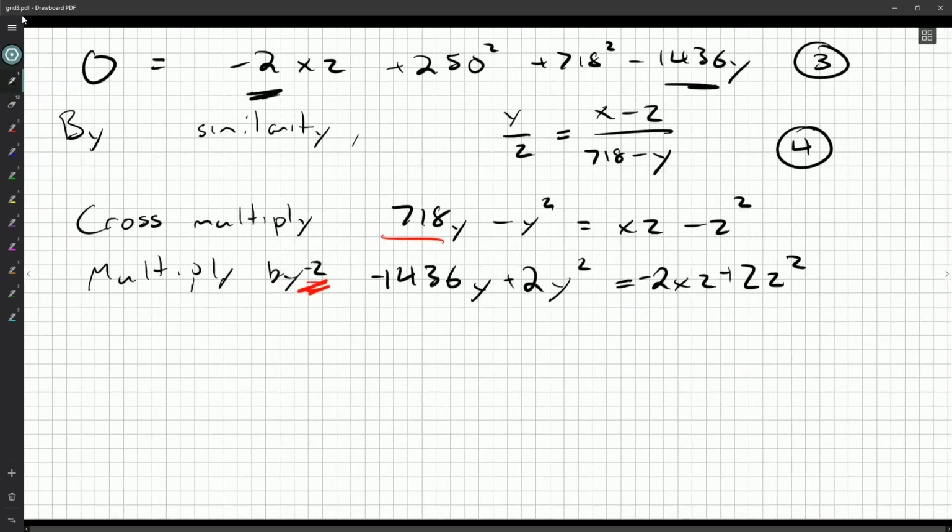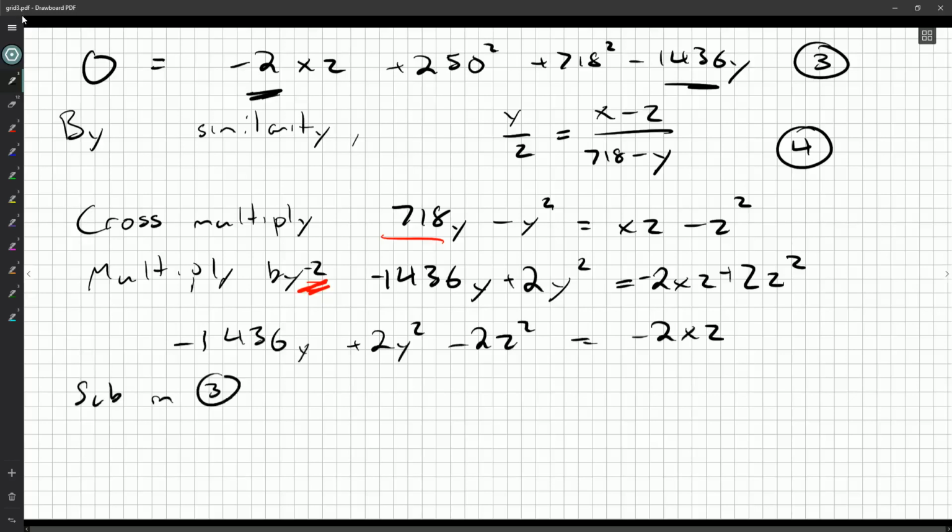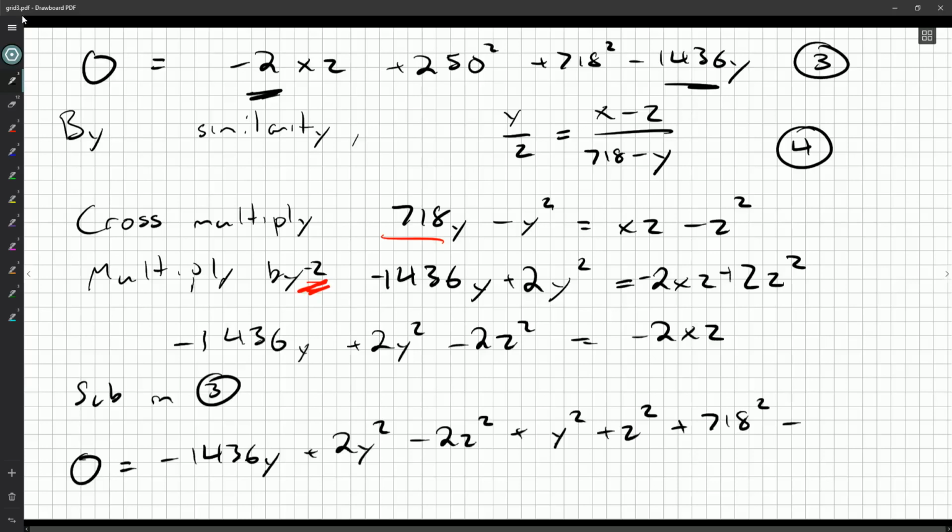So now we can say, although this might leave an extra z squared lying around, I don't know, 2y squared minus 2z squared is equal to minus 2xz. Fine. Sub into 3. And we'll get 0 is minus 1436y plus 2y squared minus 2z squared plus a y squared plus a z squared plus a 718 squared minus a 1436y.